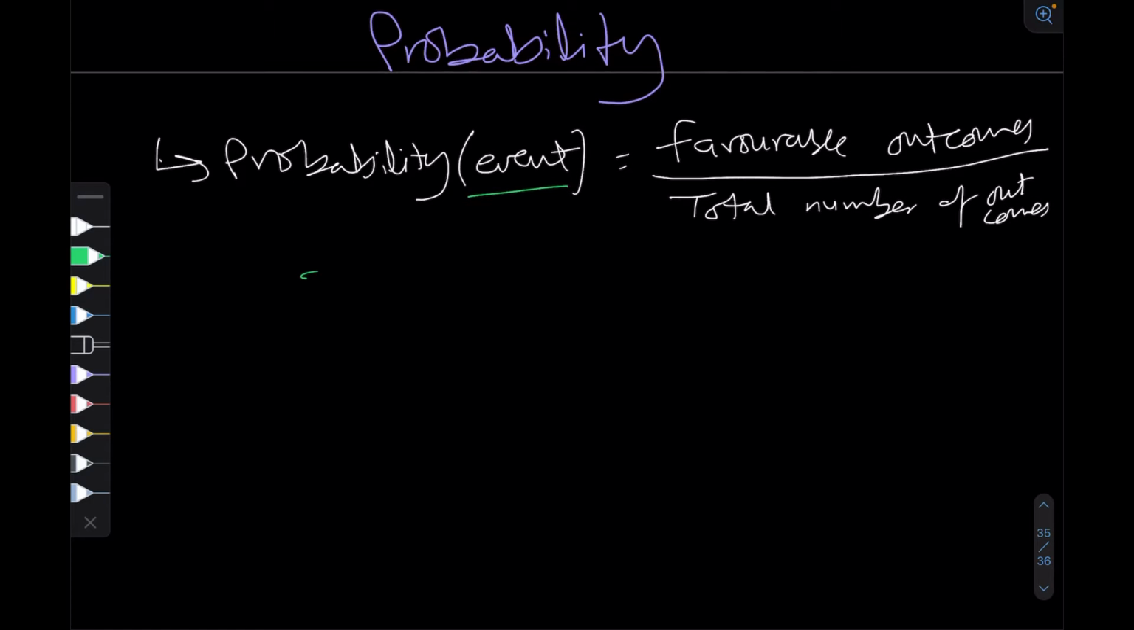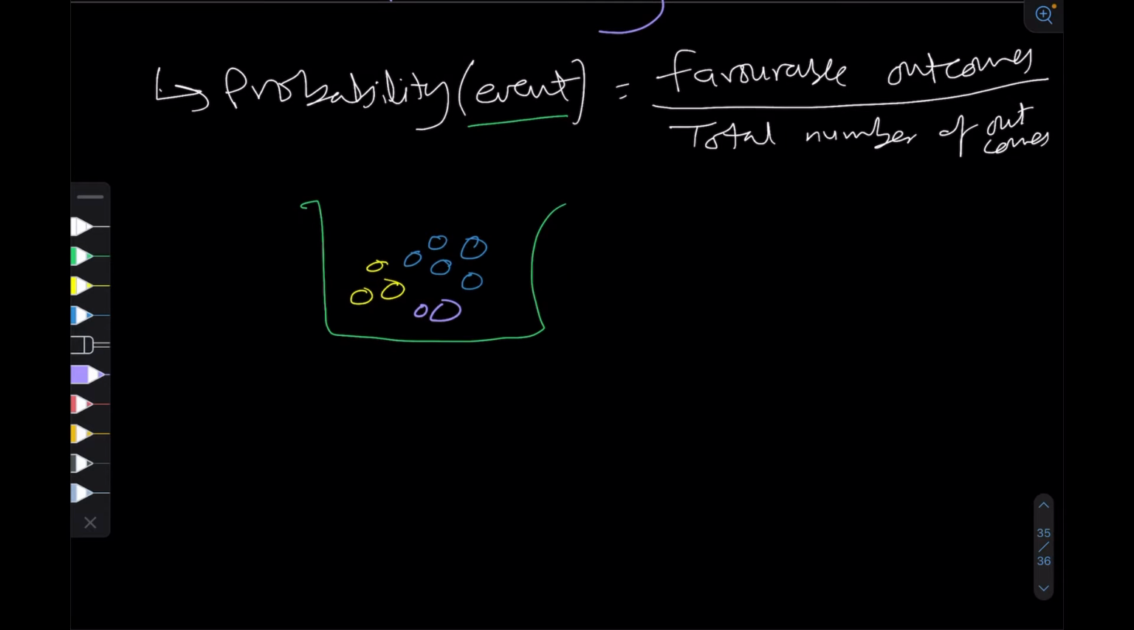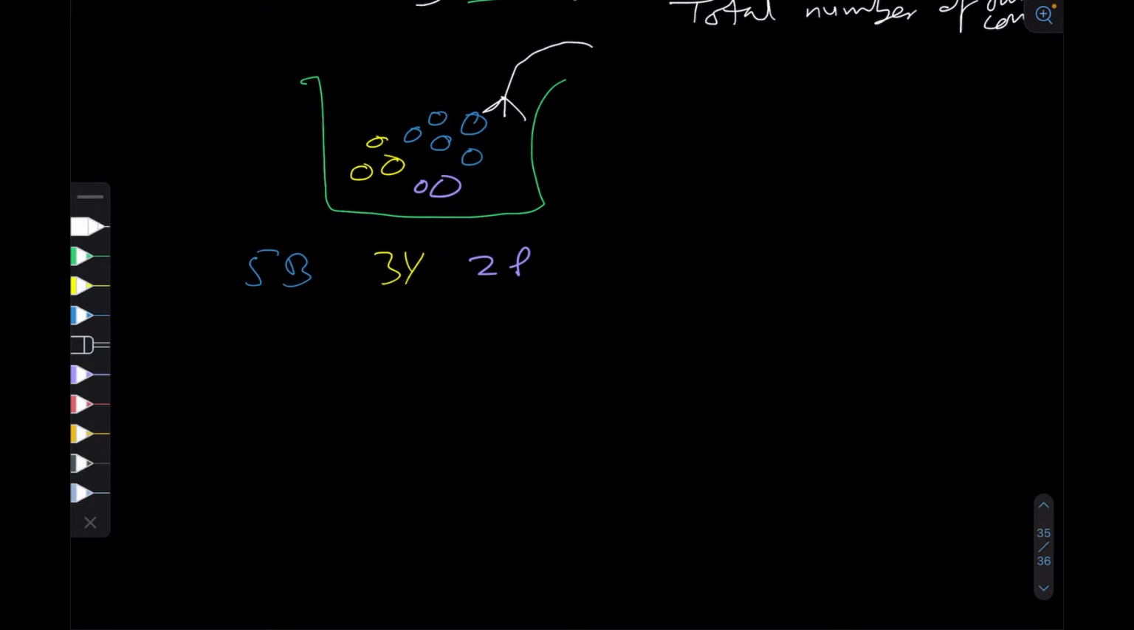So let me give you an example. Let's say there's a bucket and there are a few yellow balls, a few blue balls, and a few purple balls, and they're all randomly mixed together, and there's a person who, without looking, puts his hand out there and he picks a ball. So we see that first of all there are 5 blues, 3 yellows, and 2 purple balls. And so if we look at them relatively, 5/10 of the whole sample is blue, 3/10 of the whole sample is yellow, and 2/10 of the whole sample is purple.